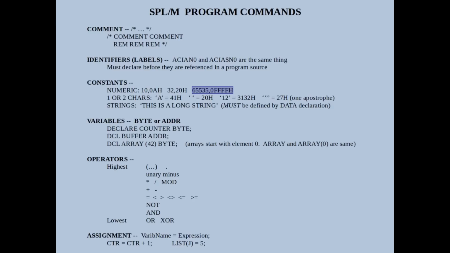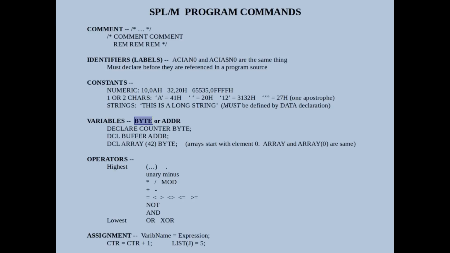And let's see what else we have. You can have one or two characters, which will be interpreted as ASCII. And if you want to make long strings, you just define them as data and then call their label later on. You've got two kinds of data that you can enter into a variable.